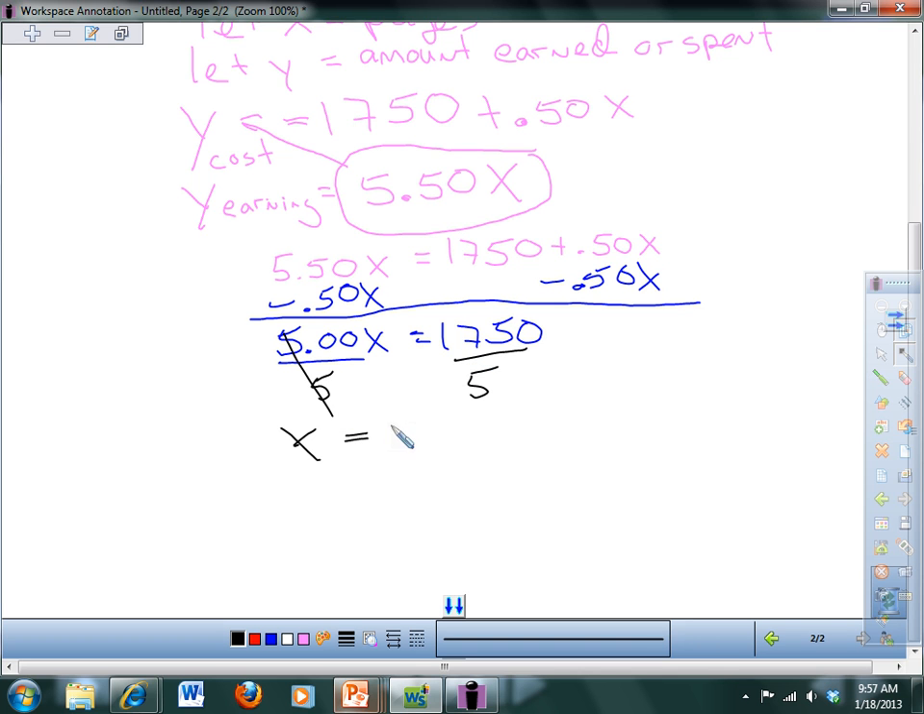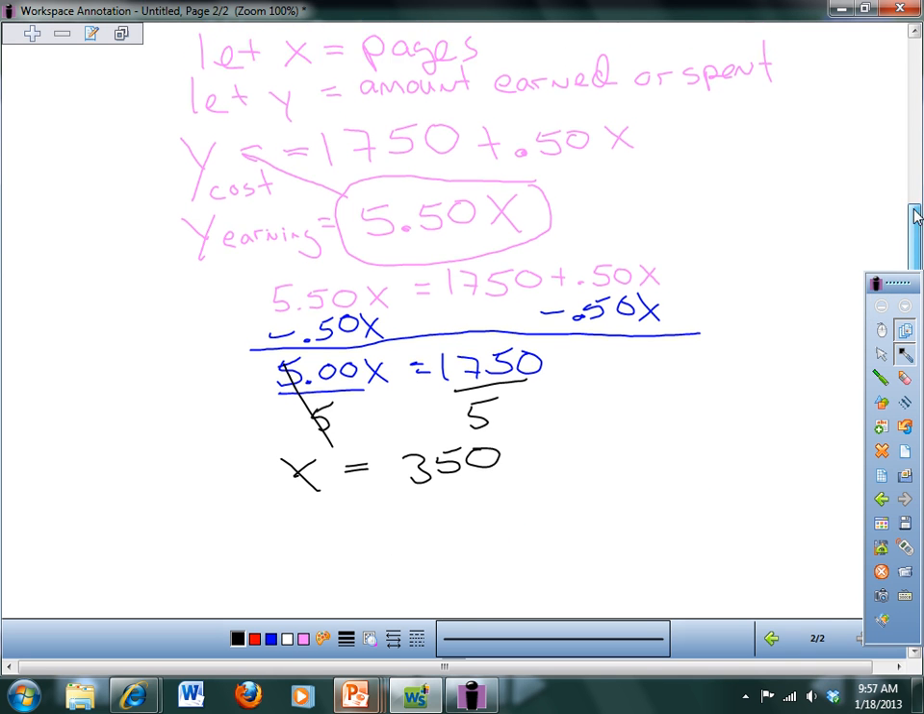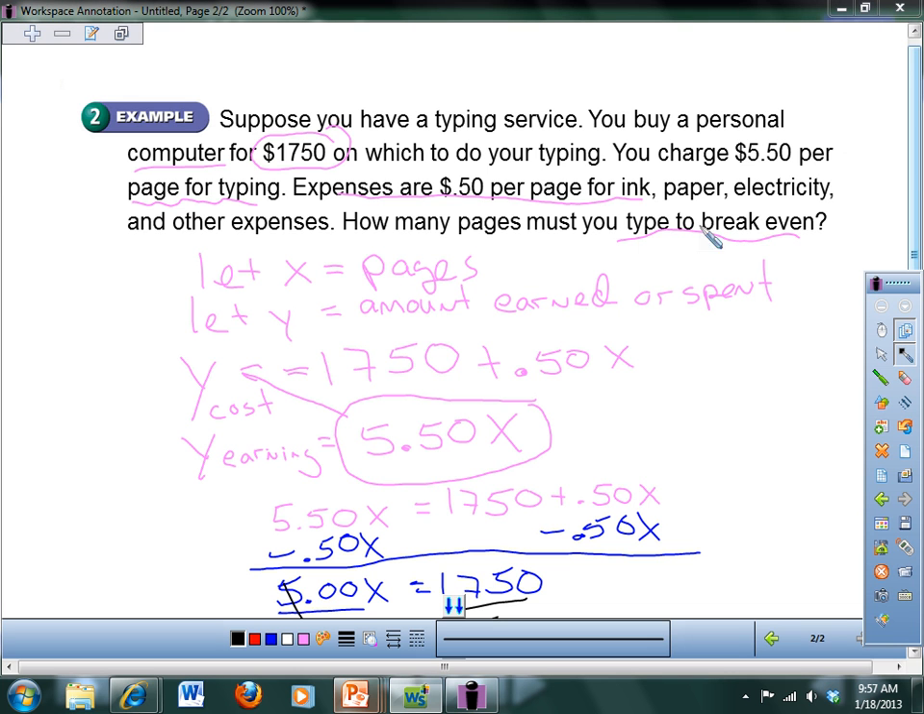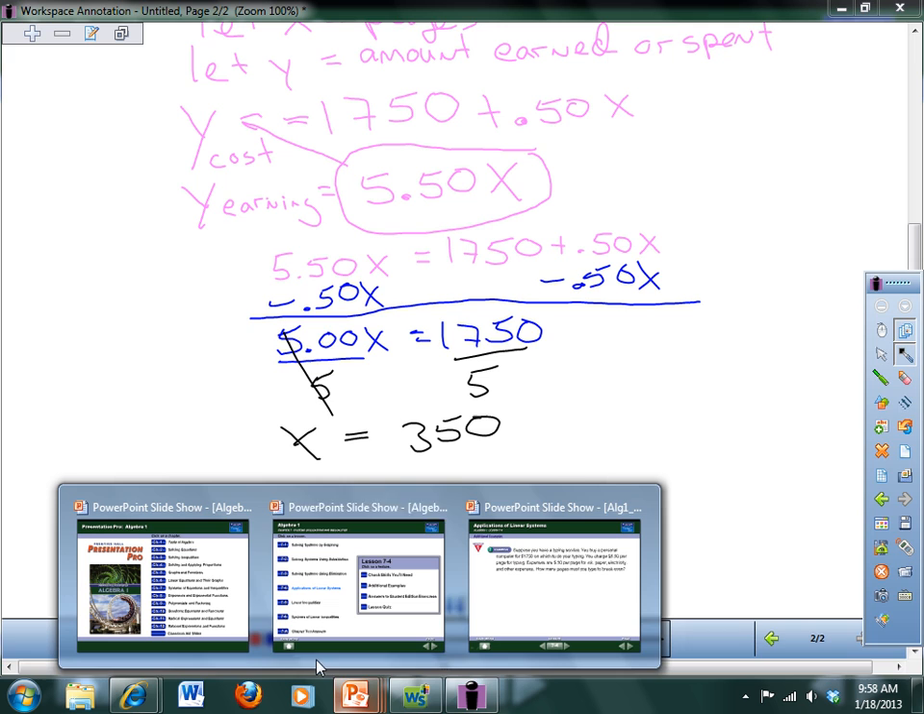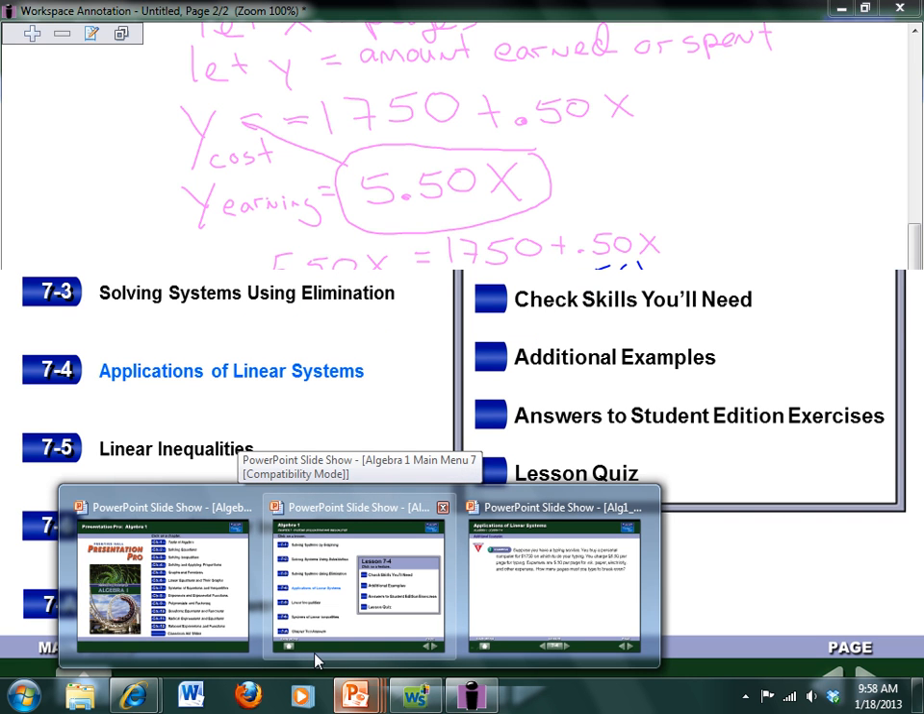What is that? 5 goes into 17 3 times? 350. So, going way back to the question, it says, how many pages must you type to break even? 350. So if you type more than 350 pages, then you're going to be making money, right, on your investment. So that's the way that one works.